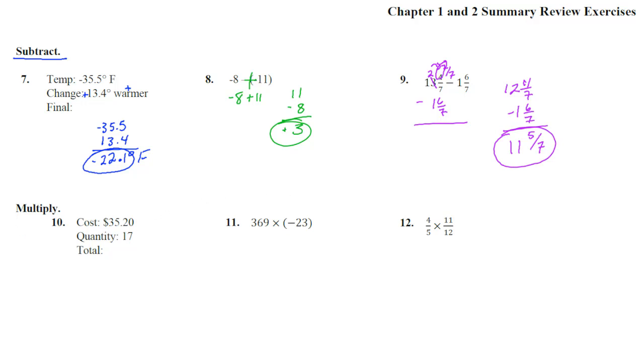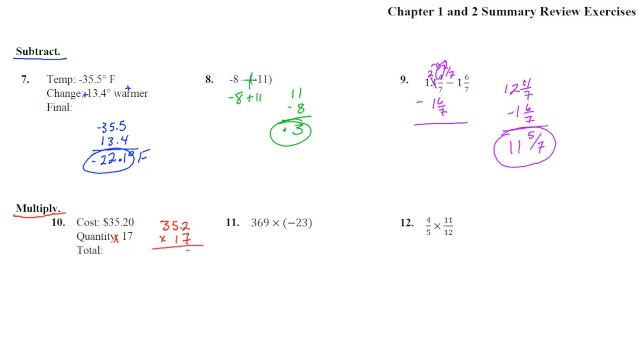Good. Number 10. The cost is, oh, look at this. We are now multiplying. So the cost is $35.20, and now there's 17 of them, which means each one that costs that, we got to multiply these. So there's a times there. 35.20 if you wanted, but we don't need that for times 17. We do not need to line up the decimals. We just run it through.